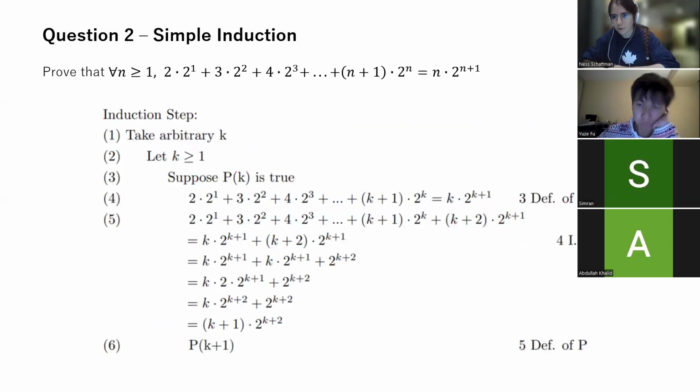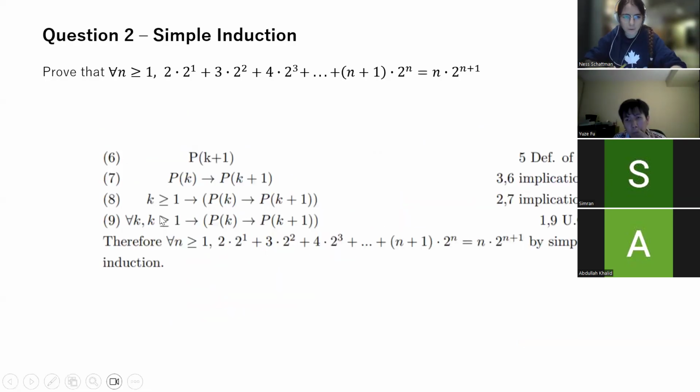So, as usual, we're going to take any arbitrary k, any natural number, right? And we want to show that if P of k holds, then P of k plus 1 holds. So line 3 plus line 6 basically is what we want.